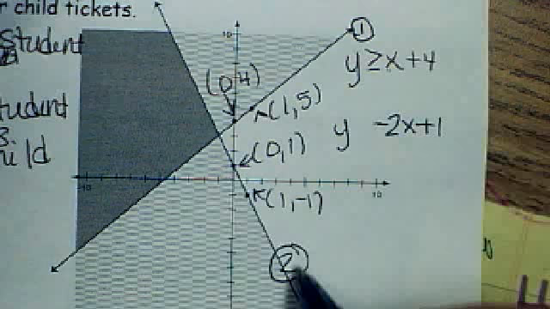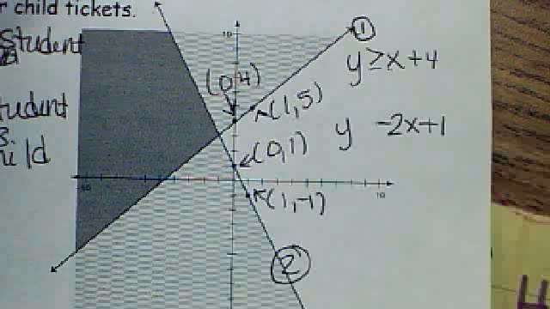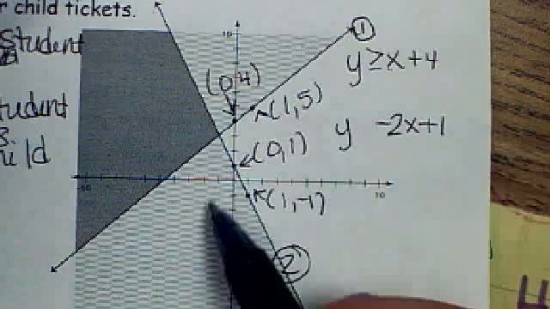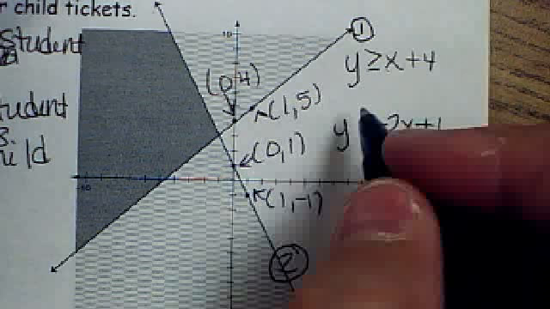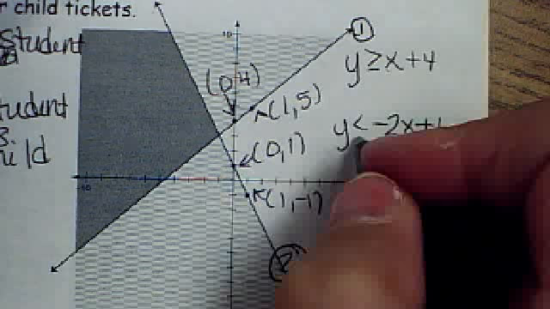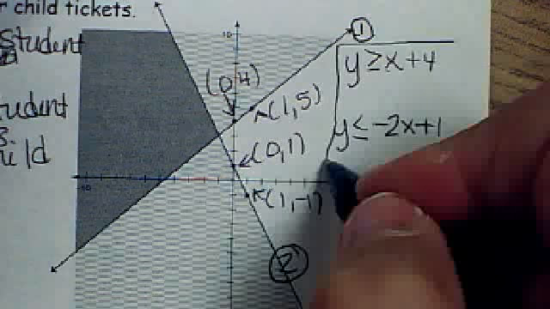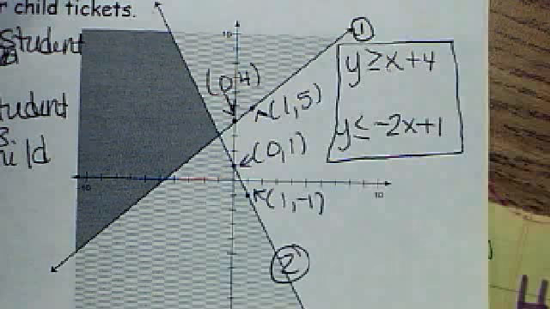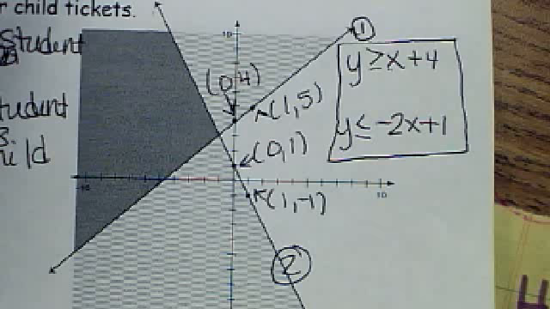That line is shaded below it, because you can see it's all this area down here where it's shaded. So it's going to have a less than. And is that line solid or dotted? It's solid, so it gets an or equal to. So that right there is our system. Remember, I will be looking for all of these things when I check your paper.